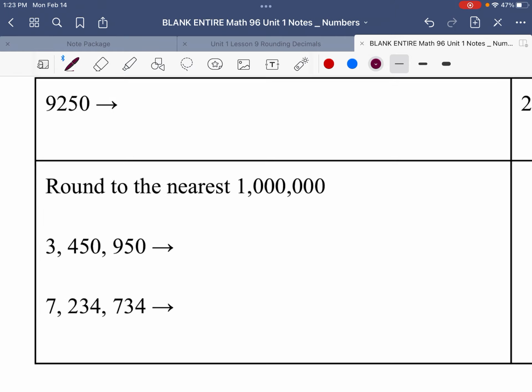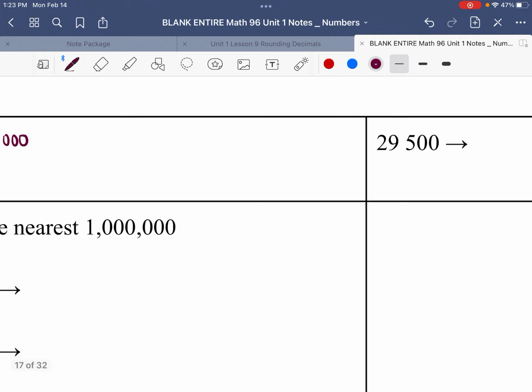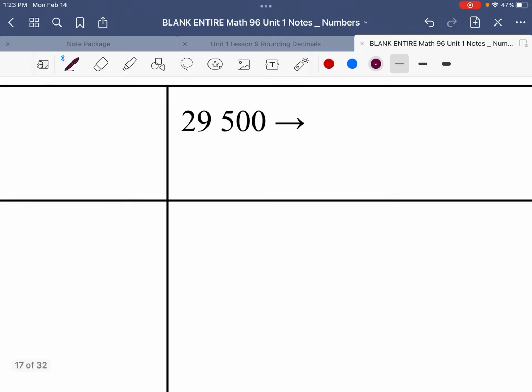And there's 2 more examples here. We're rounding this to the nearest 1,000. So we look at the 9. The number on the right is a 2, so we round down to 9,000. Everything else becomes a 0. And this one we're rounding to the 10,000. Look to the right, it's a 9, so we round up to 30,000.